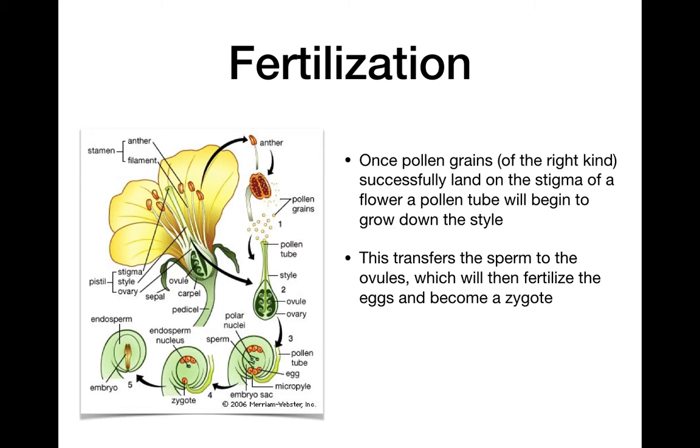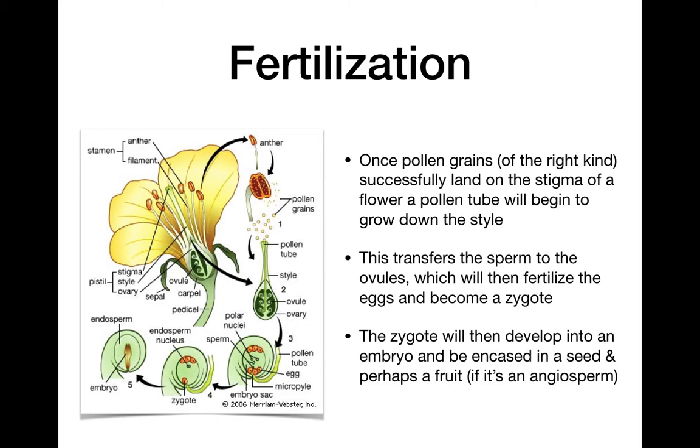Sexual reproduction, same kind of way. The zygote then develops into an embryo, and that embryo is encased in a seed. If it's a full angiosperm, it will then also become part of a fruit. So angiosperms have both fruit and flowers, and we'll talk about the importance of fruit later on for dispersal. And some other plants that don't produce fruit would just produce a seed, like cone-bearing plants we talked about earlier.